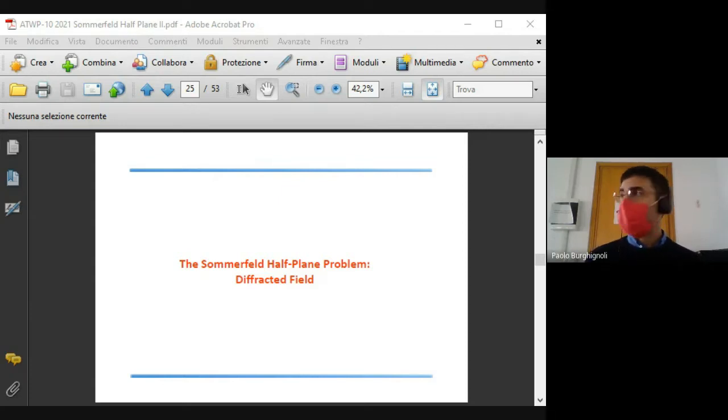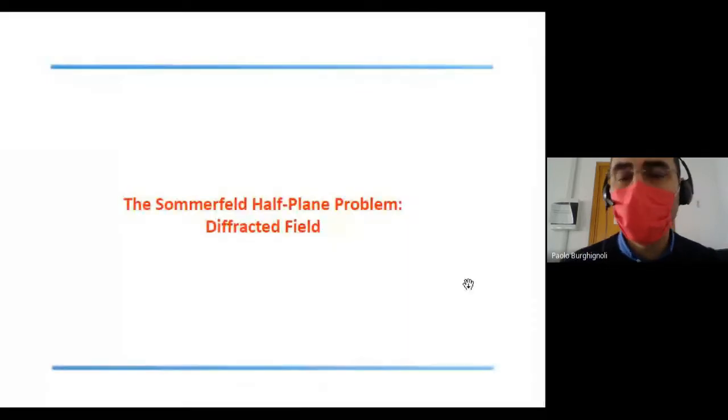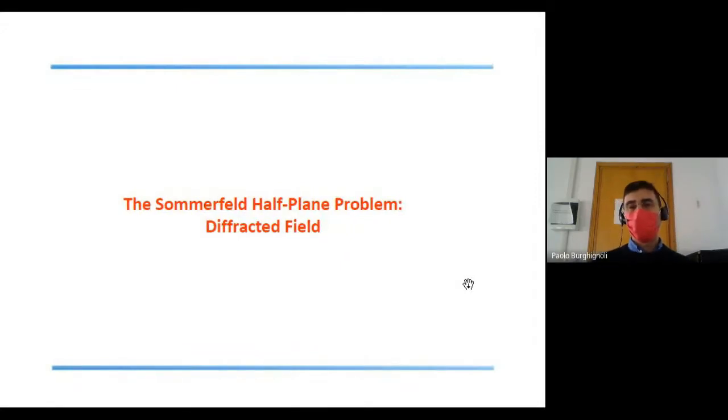Okay, here we are back. What I will show you now is something about the evaluation of the diffracted field. We have now solved, in principle, the Sommerfeld problem. That is, we know the plane wave spectrum of the field. However, the integrals that express this field cannot generally be evaluated in a closed form. So an asymptotic analysis is necessary.